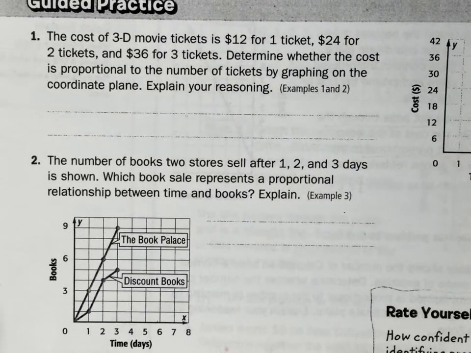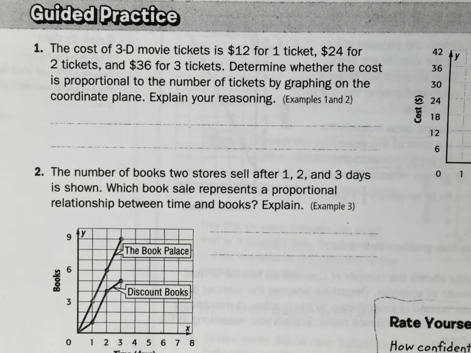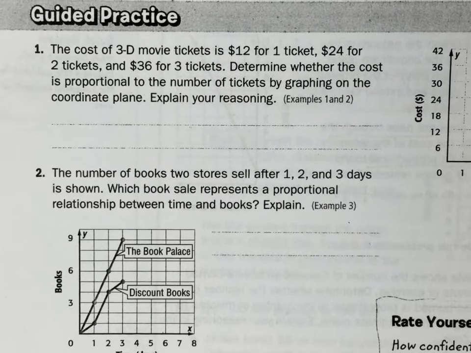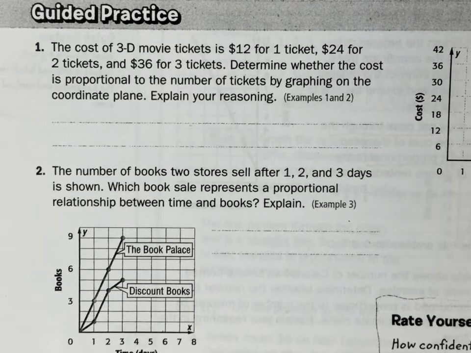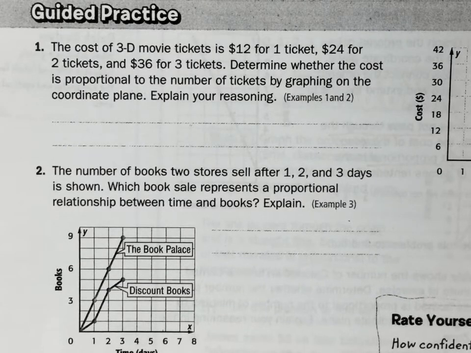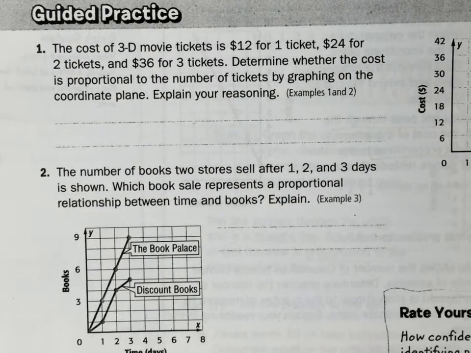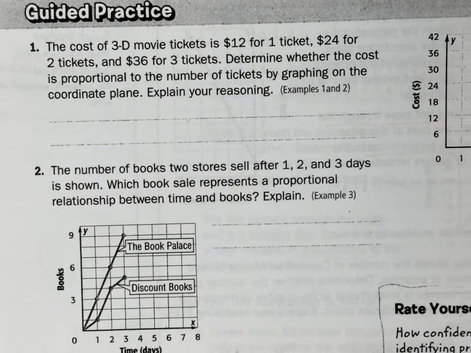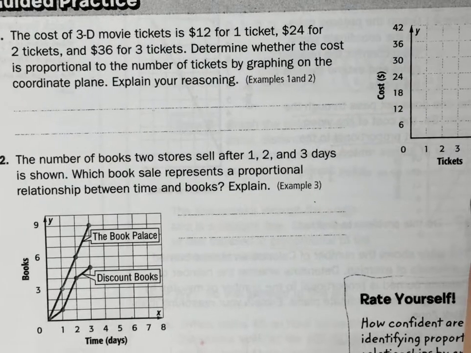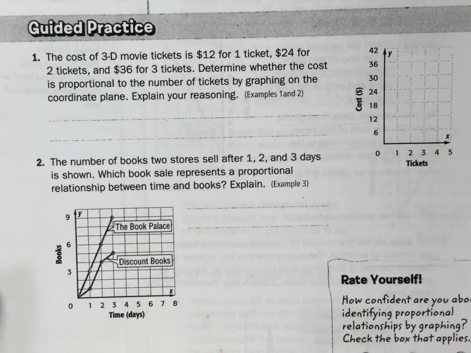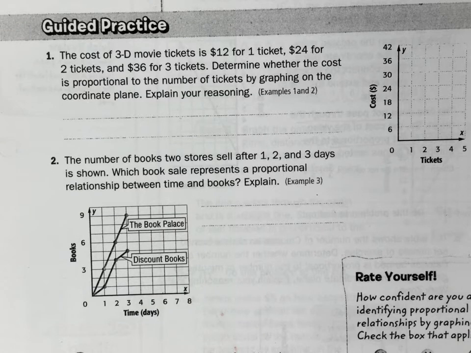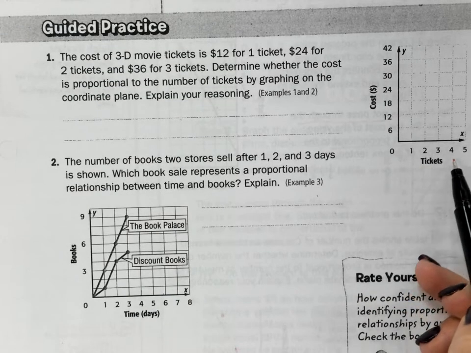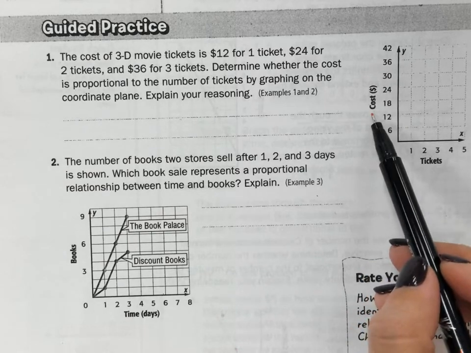All right, last three problems. It says the cost of a 3D movie ticket is $12 for one ticket, $24 for two, and $36 for three. Determine whether the cost is proportional to the number of tickets by graphing it on the coordinate plane. Okay, so normally I need to draw a table, right? But they already gave me my graph, or my coordinate plane. And just by reading that problem, I can probably figure out my ordered pairs before making a table, right? Because it already has my x-axis labeled as tickets and my y-axis labeled as cost.